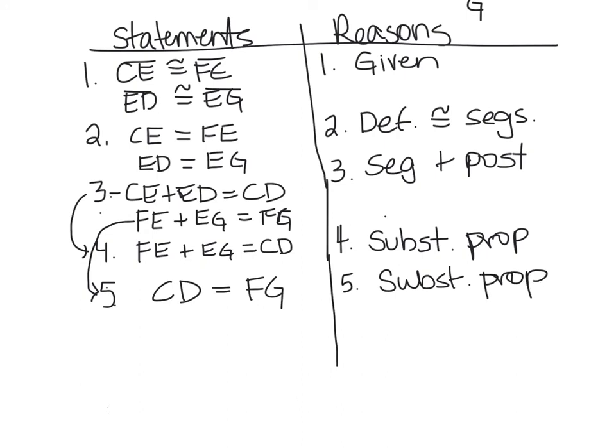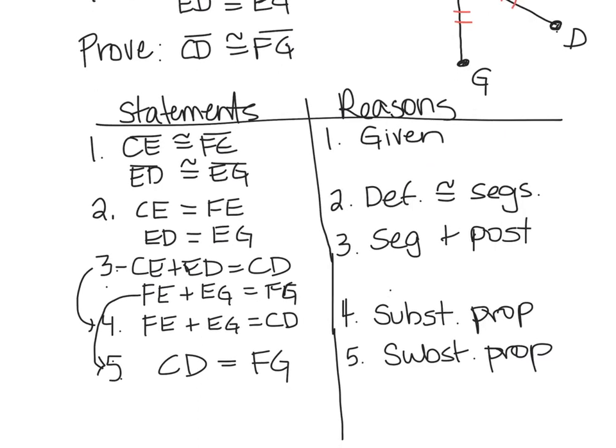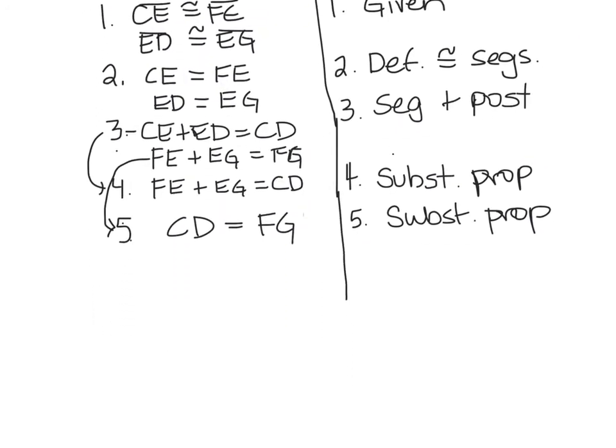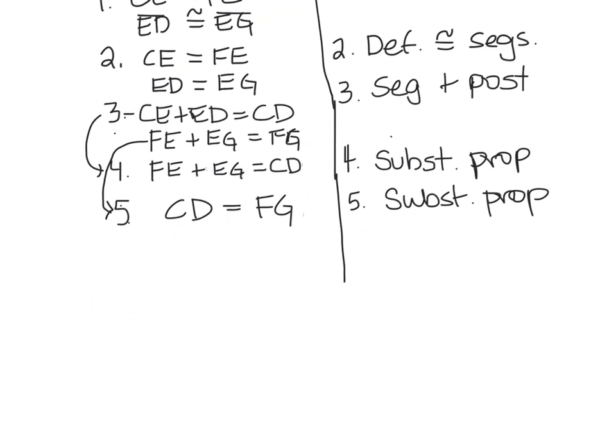And I'm trying to prove that segment CD is congruent to segment FG. And I have that their segments are equal, so I can now write that they are congruent because congruent segments have equal lengths. And that's the definition of congruent segments.